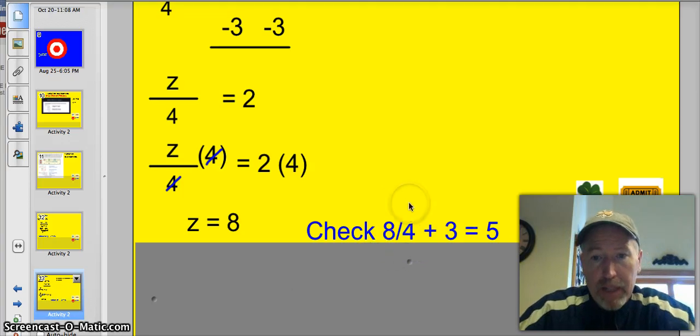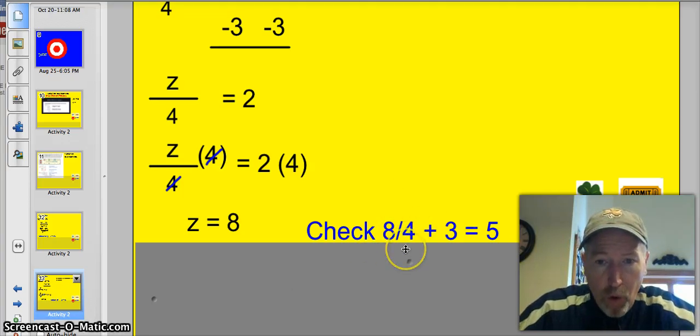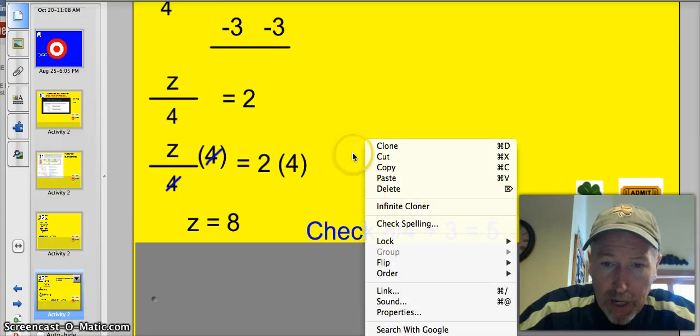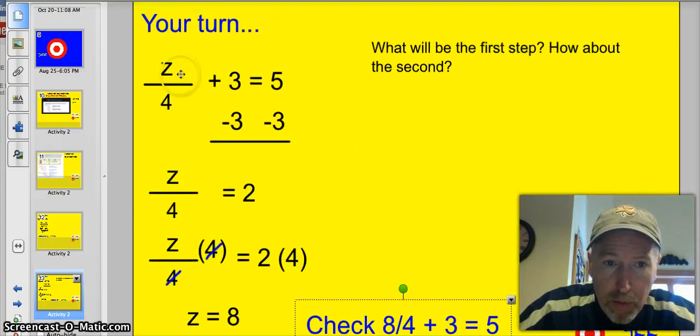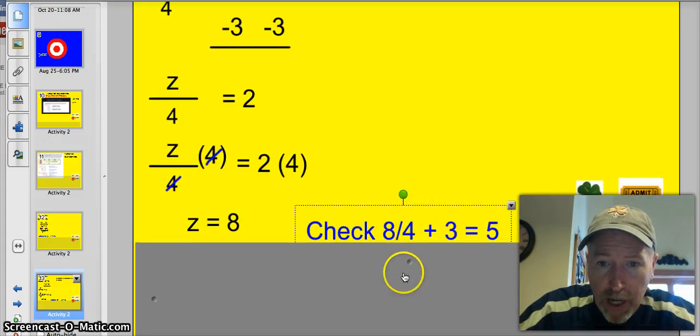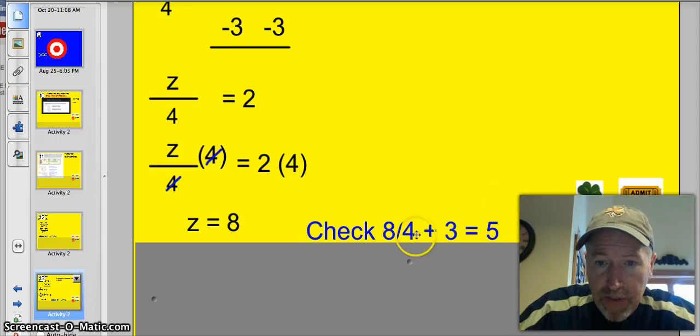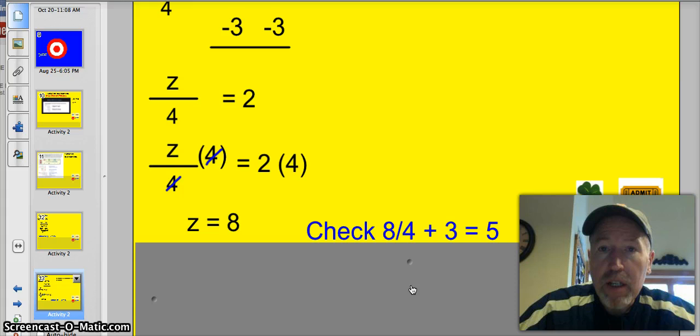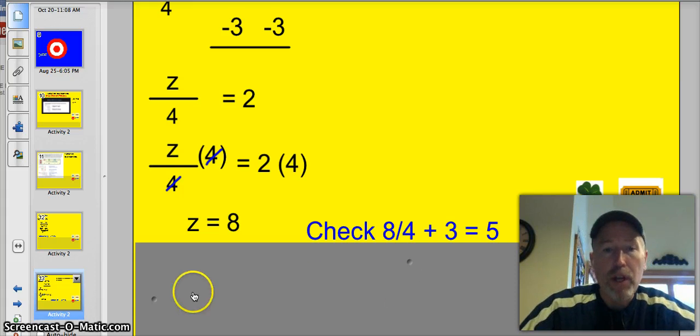Let's pop it in and see if it works. I want to show you how I got that 8 divided by 4. Remember our original problem, z over 4? So you pop the 8 in, so you got 8 divided by 4, and I just wrote it a different way down here. 8 divided by 4, well, that's 2, plus 3 equals 5. And you are doing some serious math, my friend.